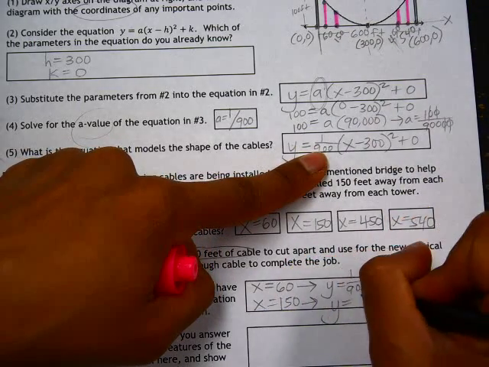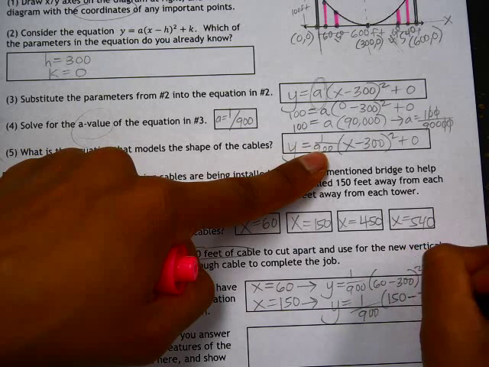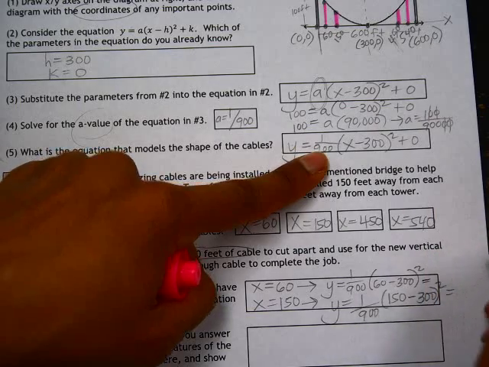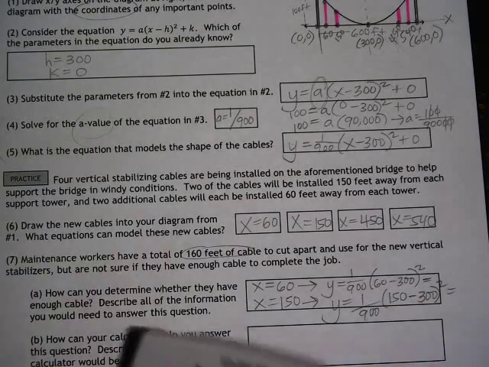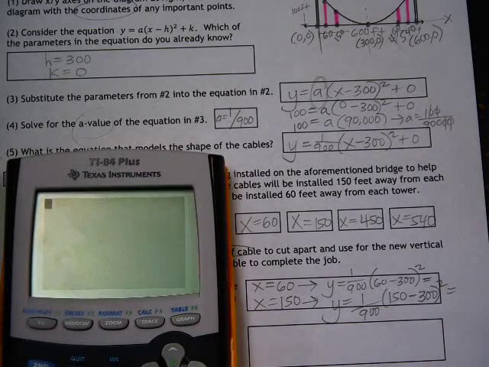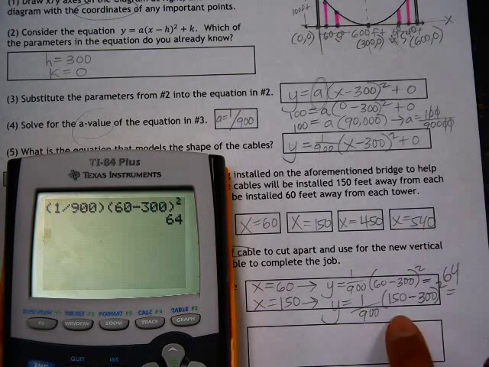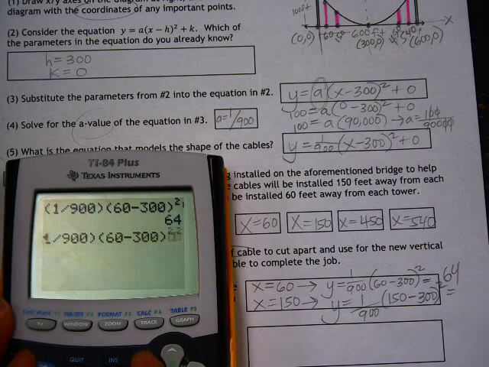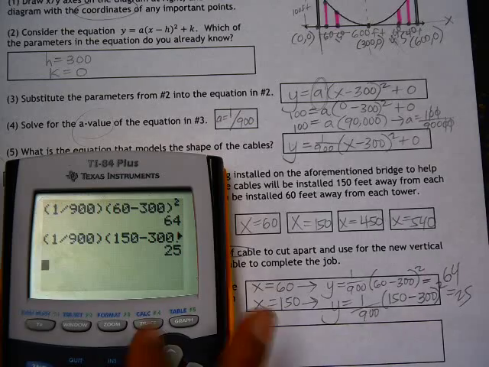So y equals 1 over 900 times (x minus h) squared. So if we just type that all into a calculator, make sure you put the fraction in parentheses, so 1 over 900, and then (60 minus 300) squared equals 64. And then this one right here, same expression except it's 150 minus 300, which is 25.